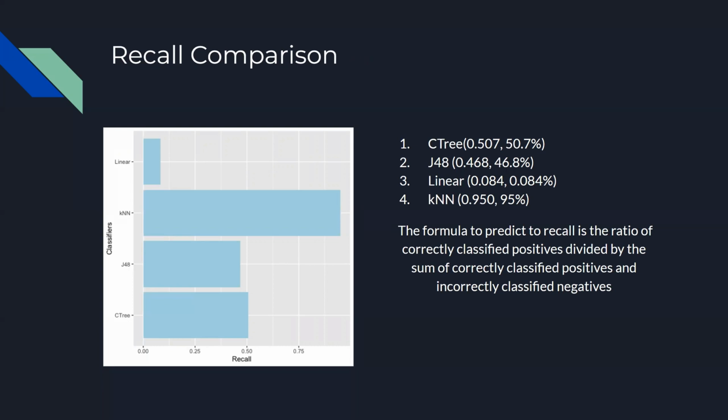Coming down from there is the C3, which is at 50.7%. Below that is J48, which is closer to C3, at 46.8. And the lowest one is the linear classifier, which is at 0.084%.